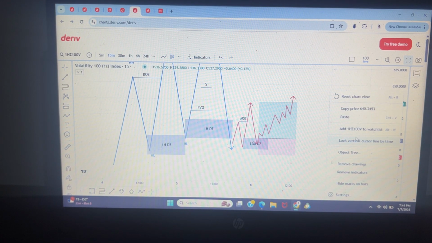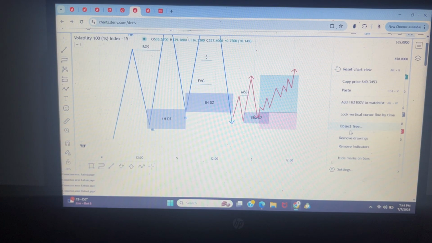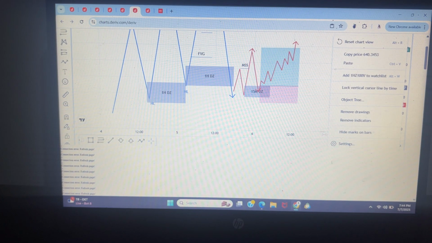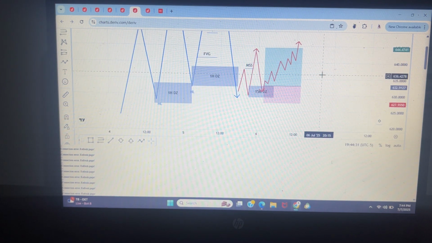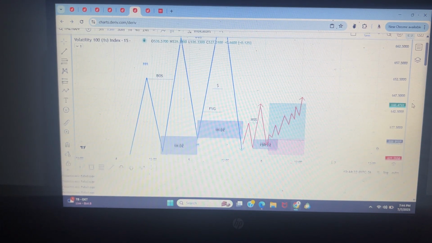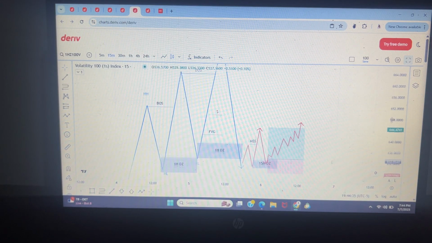Let me see if I can flip the chart. How do you flip the chart again? Yeah, I don't know if you can flip the chart. But yeah, for a downtrend it's just vice versa.